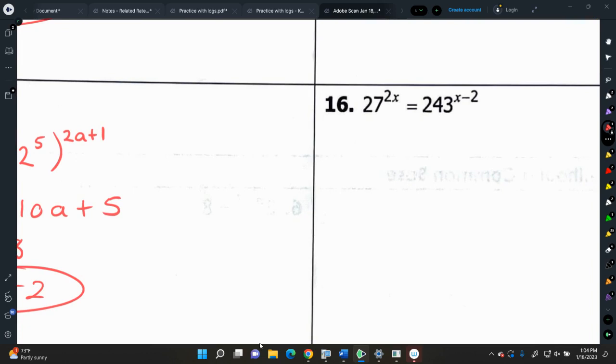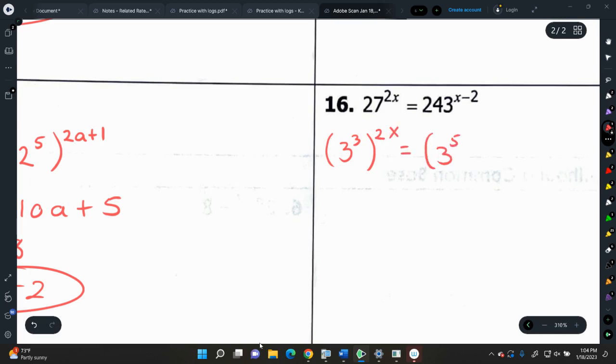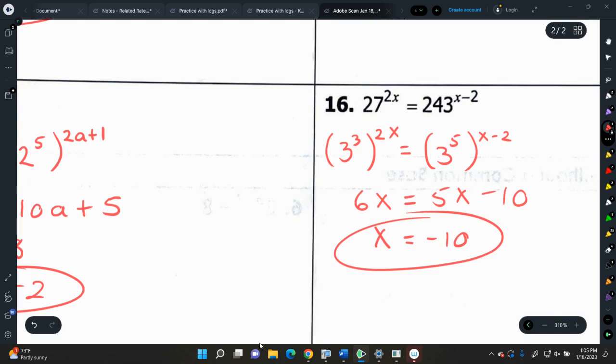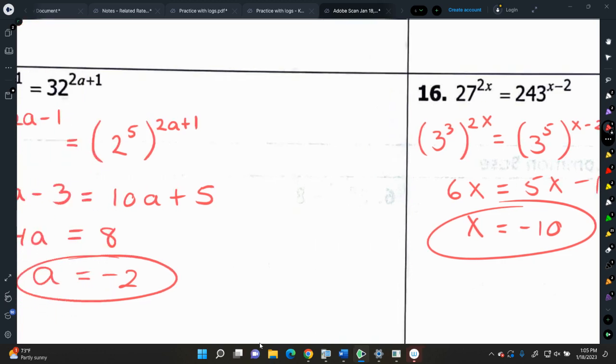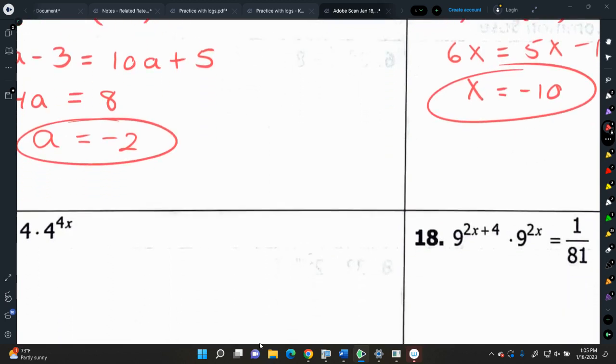Okay. What am I going to write the 27 as? 3 to the third, yes. How about 243? There you go. Okay. So we get 6x equals 5x minus 10. Subtract 5x from both sides, so we get x equals negative 10. Okay. Good.